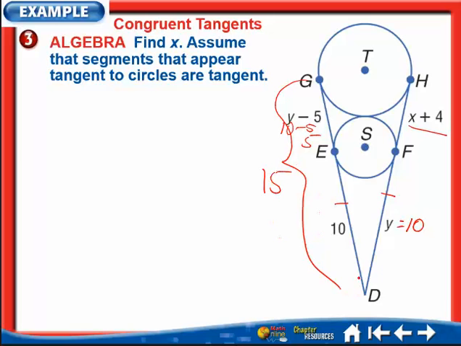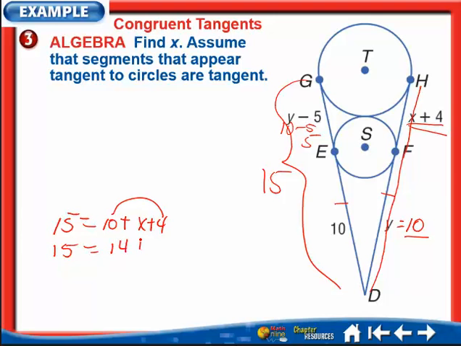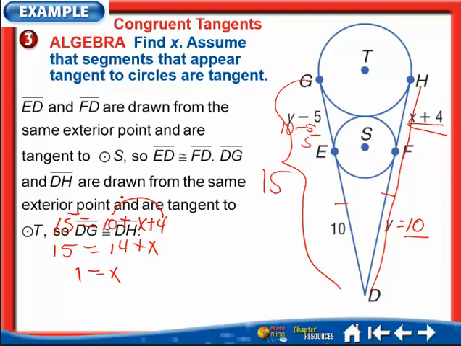That's going to equal the whole segment DH. DH is 10 plus x plus 4. So I have 15 is going to equal 10 plus x plus 4. Use our relationships to set up our equation. I combine like terms here. I get 15 equals 14 plus x. Subtract the 14 and 1 equals x. Does that answer the question? It says to find x. Yes. Okay, so this is a bunch of writing explaining what we did.